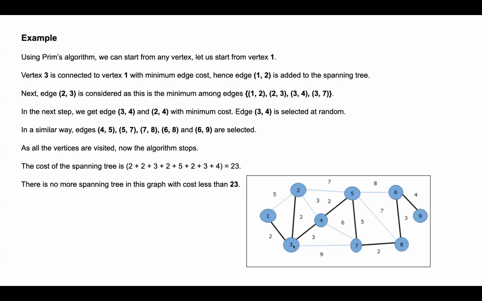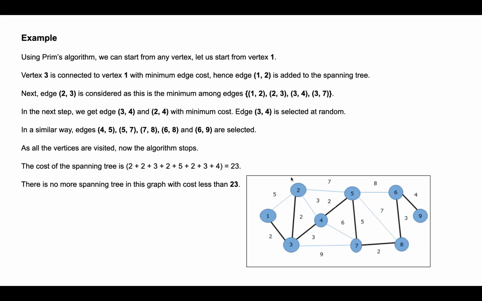From 3, how many edges go there? 3 to 1, 3 to 2, 3 to 4, and 3 to 7. From that, 1 to 3 is already in the spanning tree, so what remains is 3 to 2, 3 to 4, and 3 to 7. These have the weights 2, 3, and 9. So 3 to 2 is the next minimum. That means our spanning tree is 1 to 3 and 3 to 2.